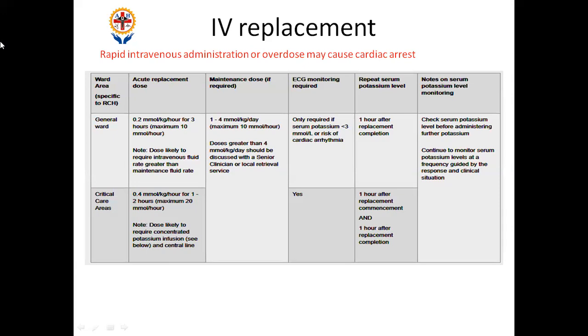What is the main problem with KCL injection? Main side effect with KCL injection. Apart from rising potassium, what is the main side effect? What is the main side effect of calcium injection? Thrombophlebitis. Yeah. Even potassium, if it is extravasated, it will cause thrombophlebitis, it will cause tissue necrosis. You cannot give potassium directly. You need to dilute. The next question is how much you have to dilute?